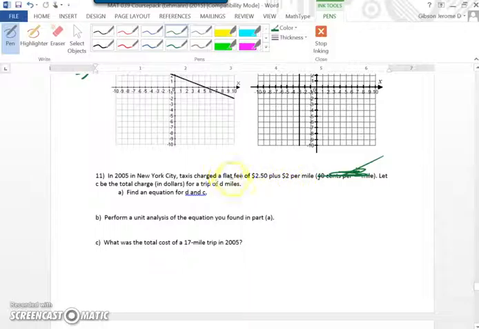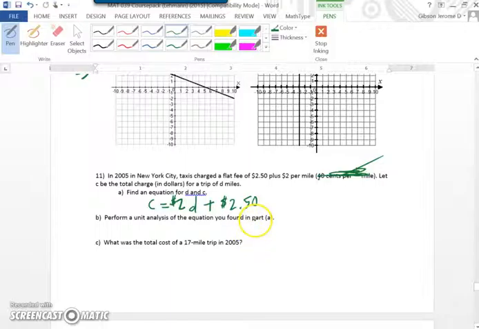Now, the information you need is everything else. So it says we want the equation for D and C. Now, C is the total charge. So C would be equal to, now D, we know D changes by how many miles you go, right? So it's telling you here that they charge a flat fee plus $2 per mile. $2 per mile is your slope. So that would be $2 times D. And then it would be plus the $2.50 you start with.